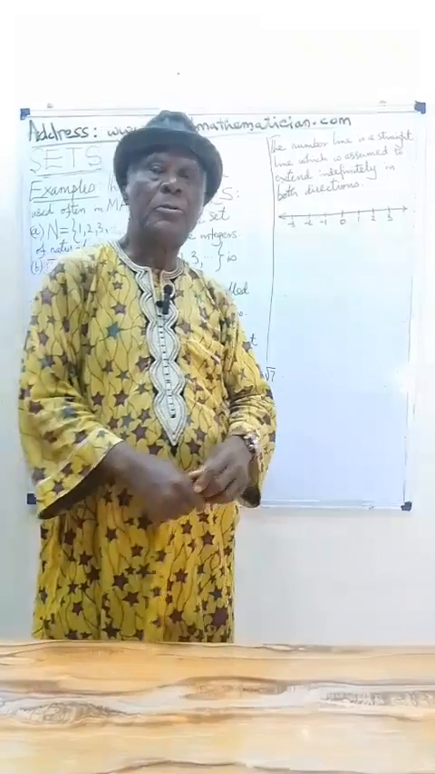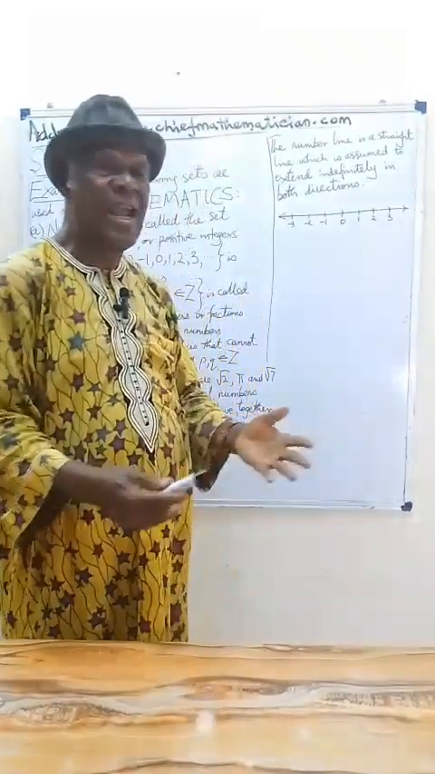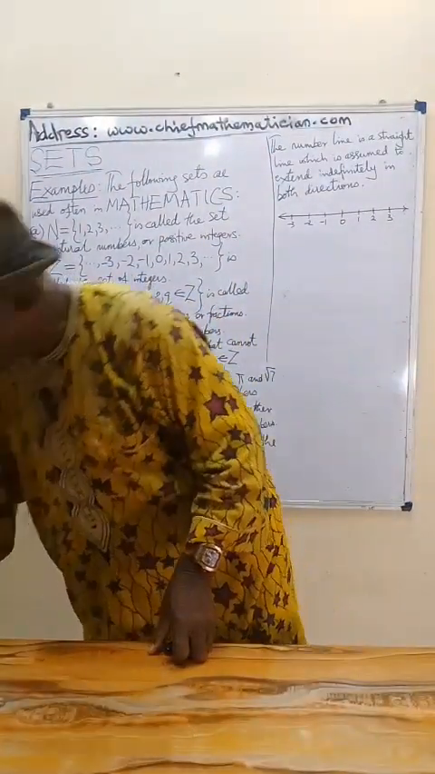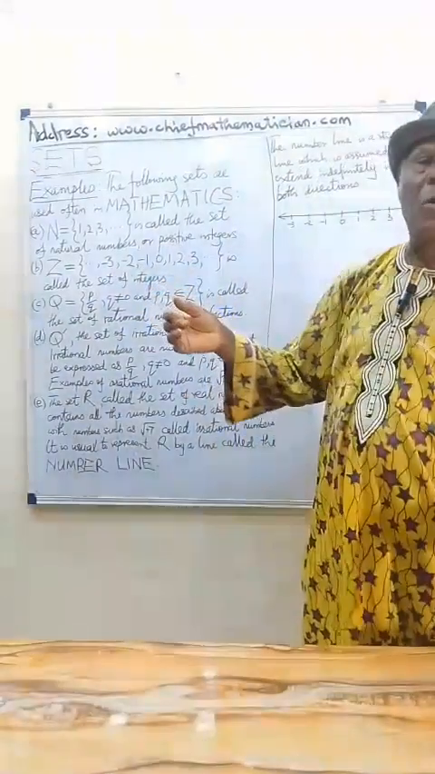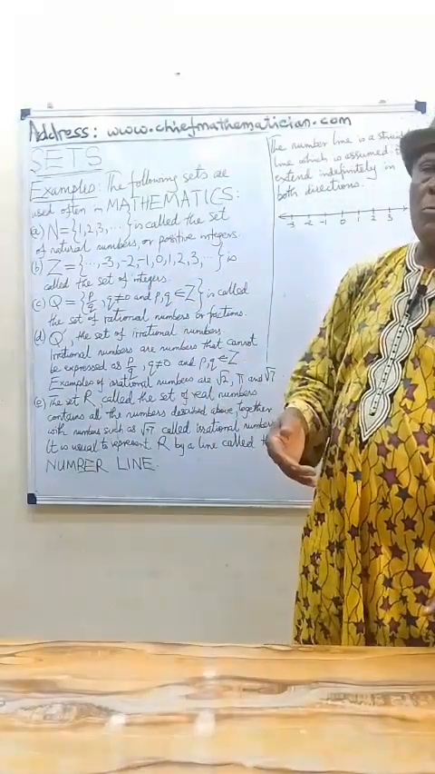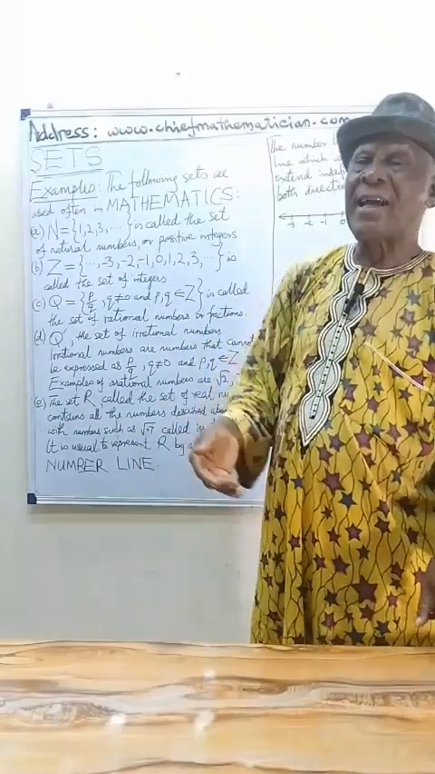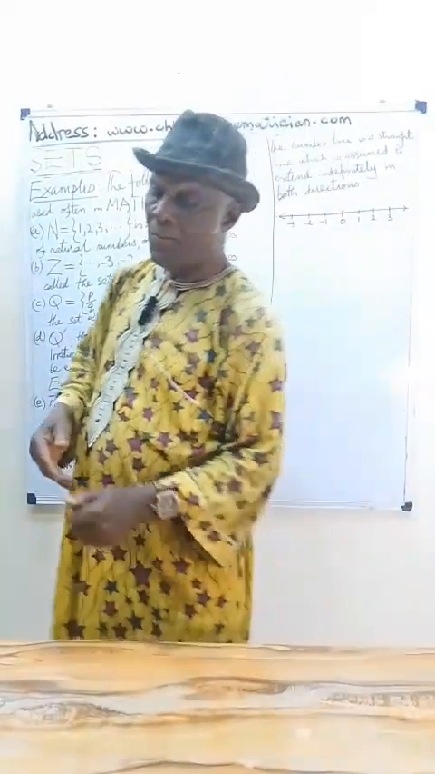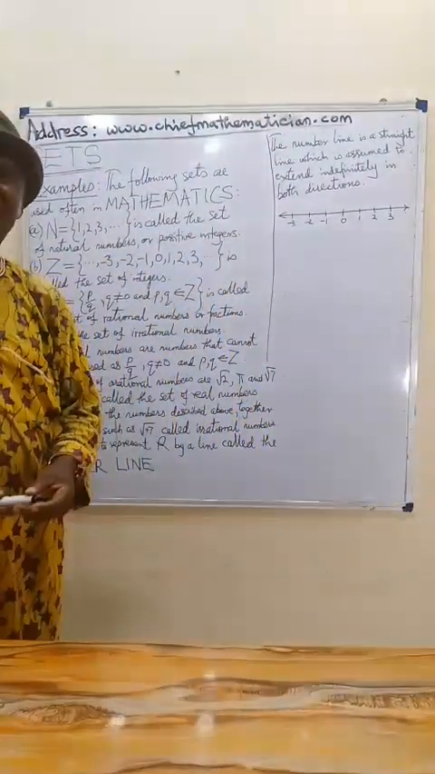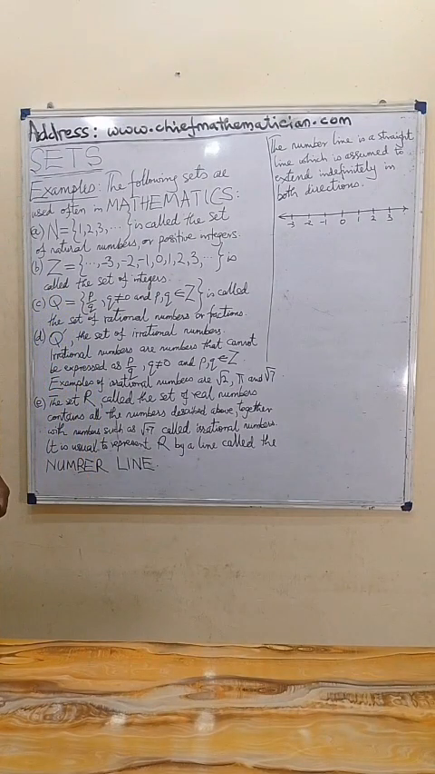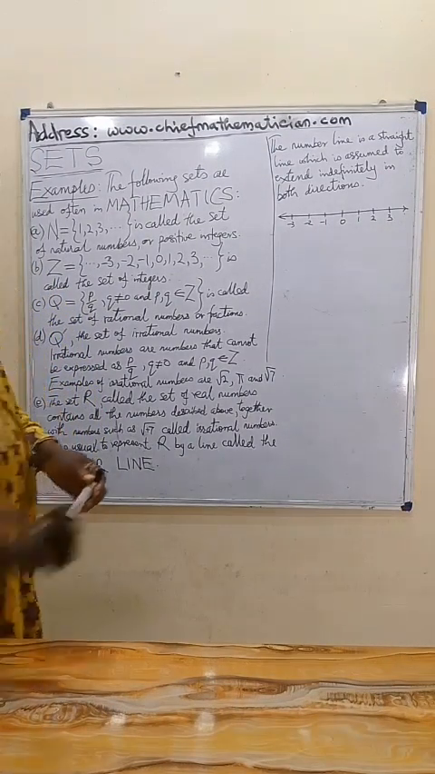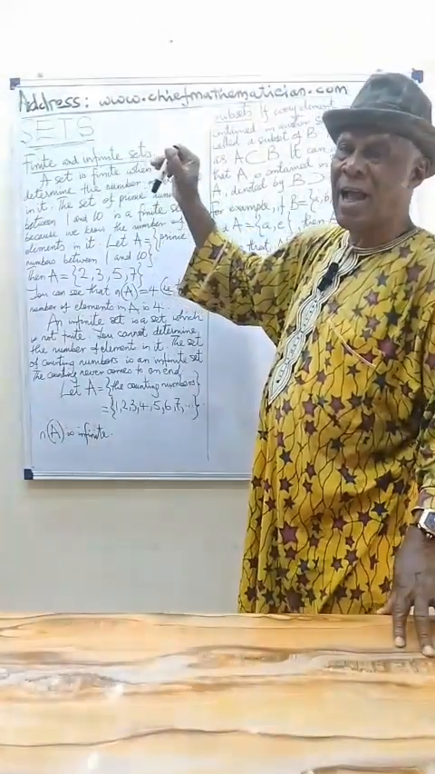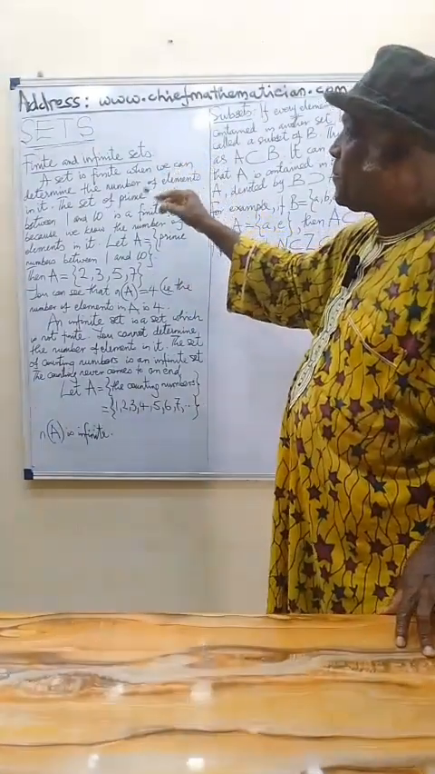I do hope that we have gained something from what we have explained so far. So I want us to go into finite and infinite sets. That is what we are going to look at now. Continuing with finite and infinite sets.